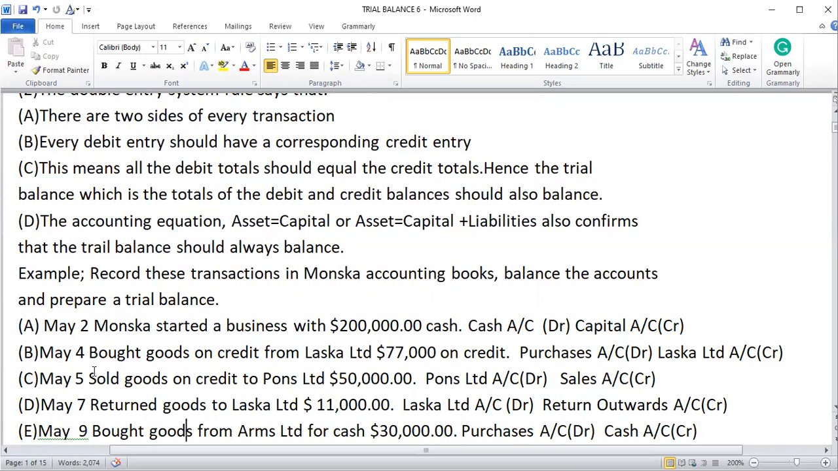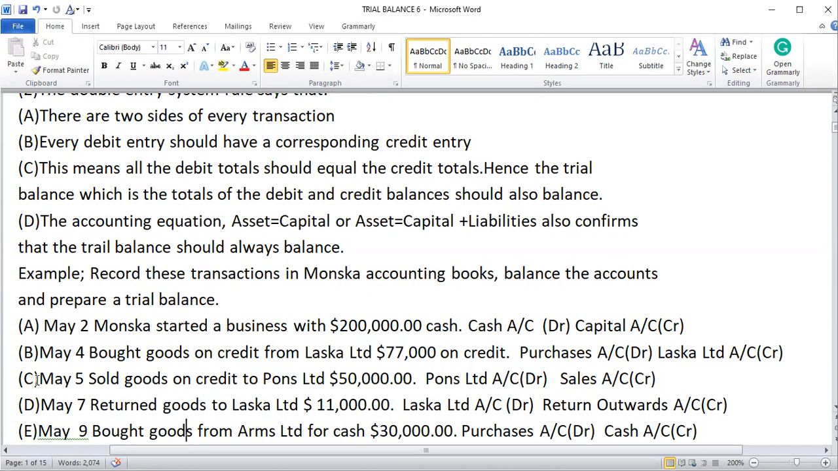B, May 4th, bought goods on credit from Alaska Limited, $77,000 on credit. The double entry is that the purchases account should be debited and the Alaska account should be credited. The purchases account is receiving the goods, so it should be debited. And Alaska Limited is giving out the goods, so it should be credited with the amount of $77,000.